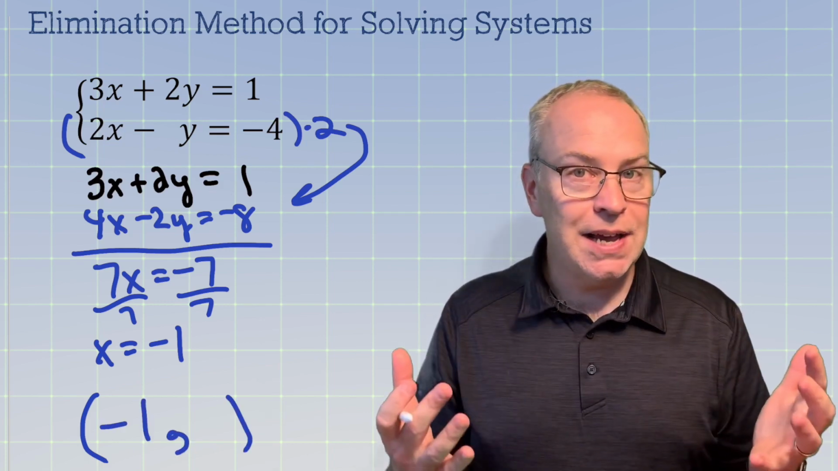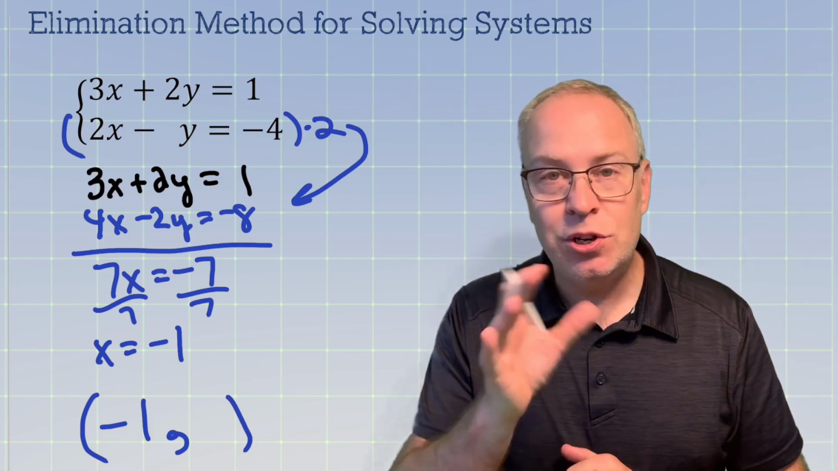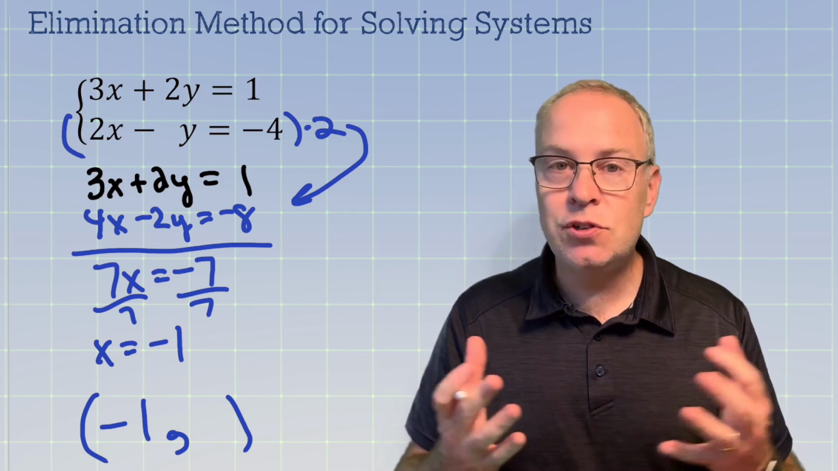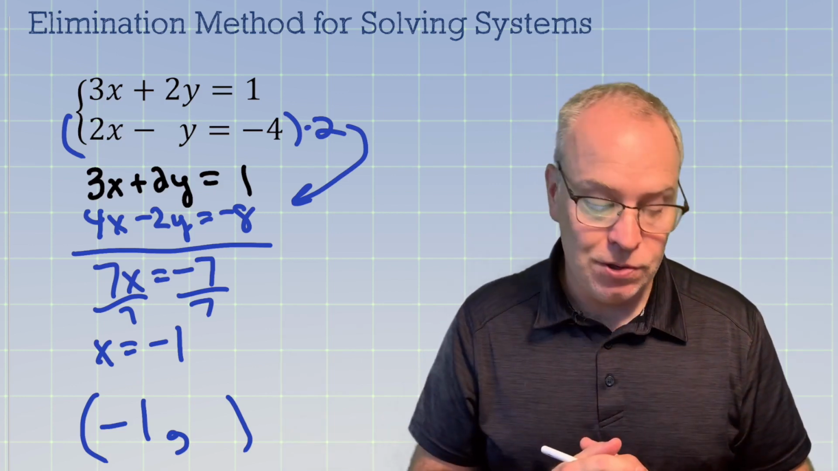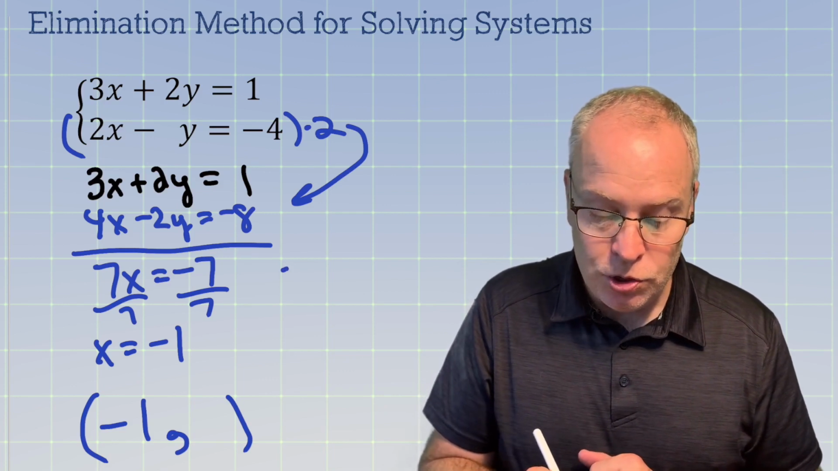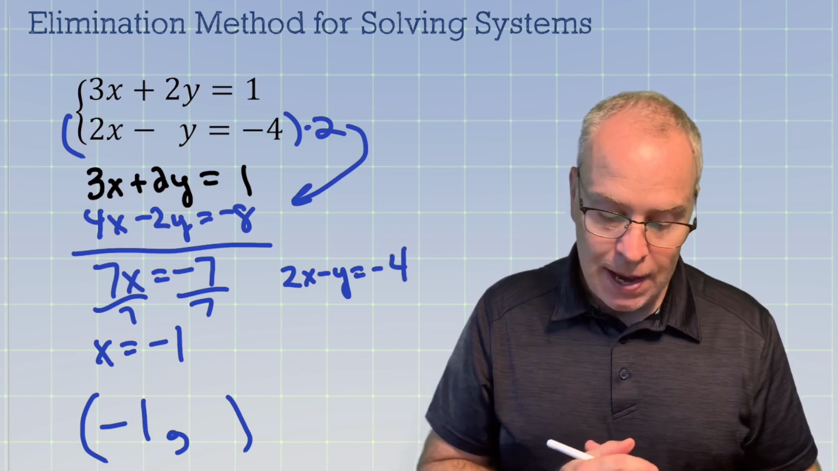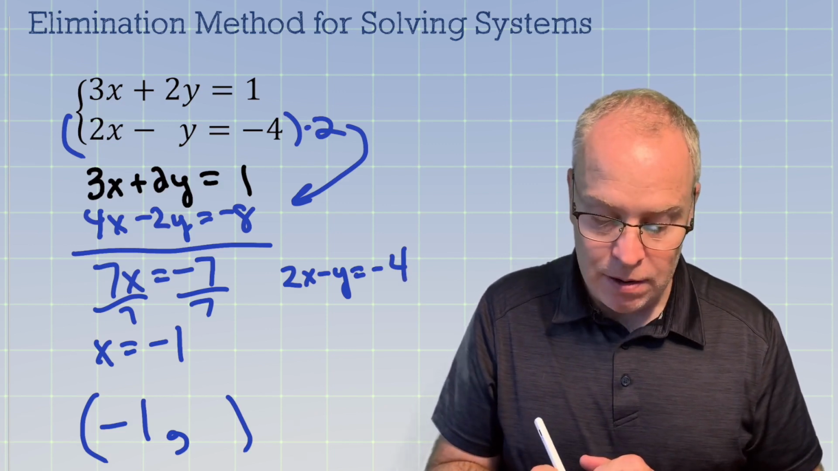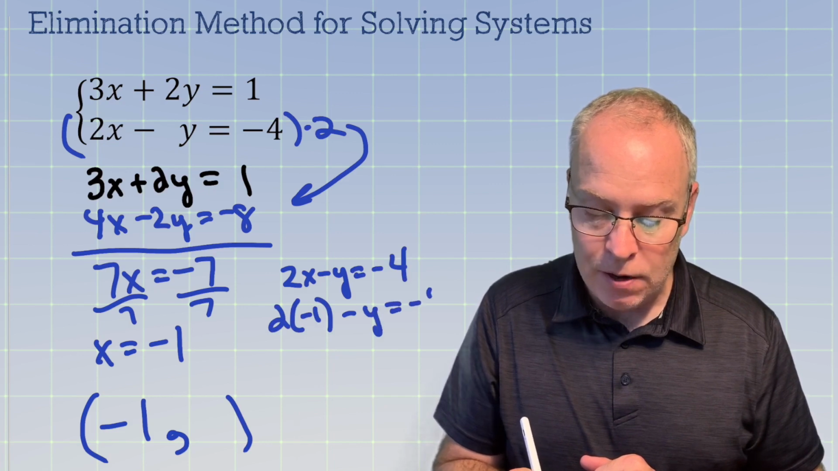So how do we find that second number? We go back up top to one of the original equations. You could use your transformed ones, but hey, let's go back to the ones that have the smallest numbers, which are way at the top of the screen there. So I'm going to use 2 times x minus y equals -4. And I'm going to put that -1 in there.